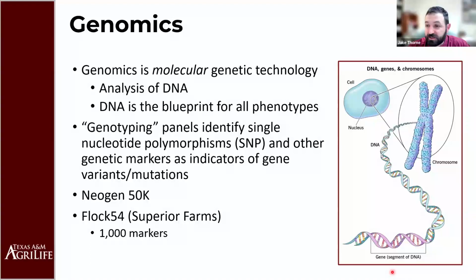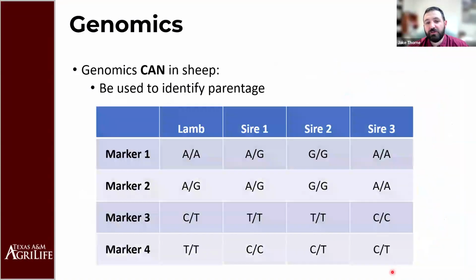There's another product out there that you may be familiar with called Flock 54. That's from Superior Farms, actually offers that product. That is a 1,000 marker panel. So that's what we would call a low density panel, looking at very few number of markers. That 50K panel is a medium density, and then on up to the 600K or higher would be a higher density genotype. And so what can you do with that type of information? As I mentioned earlier, we use genotyping here at the station, and it's pretty popular in the U.S.